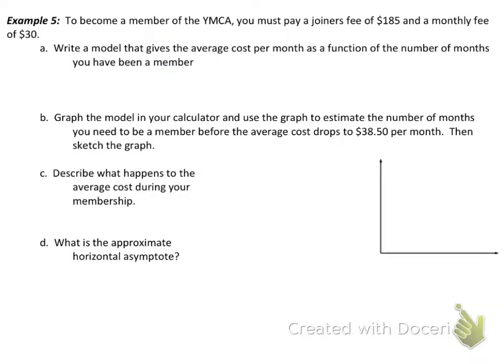So to become a member of the YMCA, you must pay a joiner's fee of $185 and a monthly fee of $30. Write a model that gives the average cost per month as a function of the number of months you've been a member. So the average cost, what does that mean? Well, our average cost is going to be the total cost divided by the number of months, and that would be the average monthly cost.